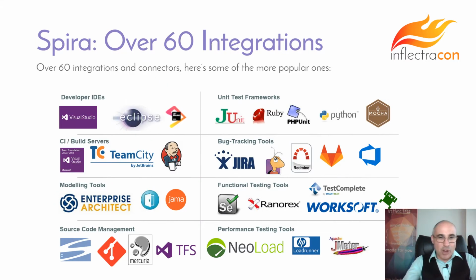Now, Spira does have over 60 different integrations. So though we're only focusing on two today, that's only a small part of a much larger ecosystem. Spira comes with 60 different plugins that will let you connect to different tools, everything from IDEs, unit test frameworks like JUnit, CI tools like Jenkins, various bug tracking and project management tools that we'll be talking about today, also modeling tools like Sparx's Enterprise Architect, functional testing tools like Selenium or TestComplete, as well as source code management like Subversion and Git, and performance testing tools like NeoLoad. So please feel free to explore the ecosystem and all the integrations after this session.